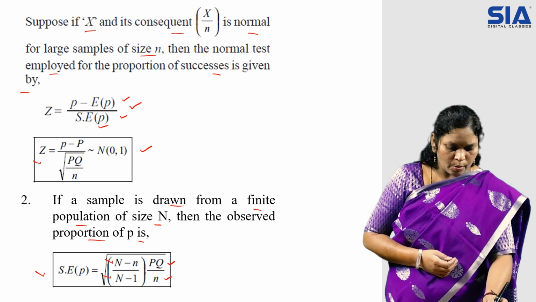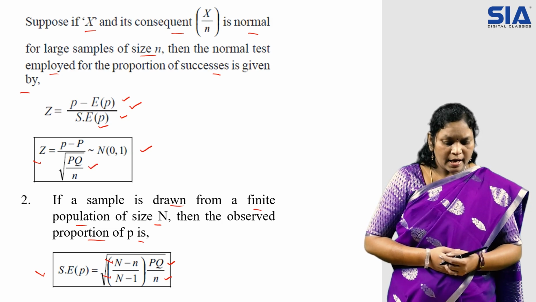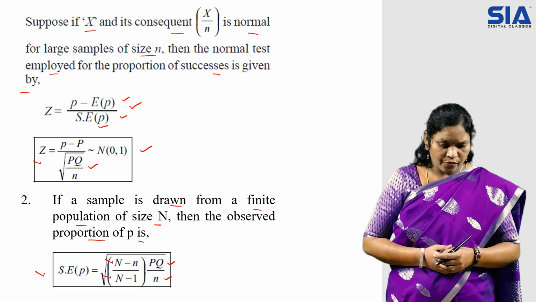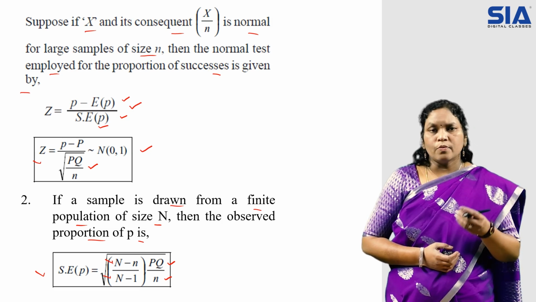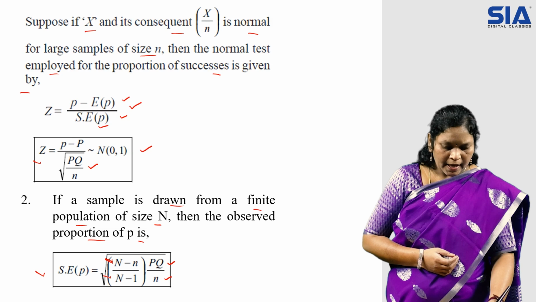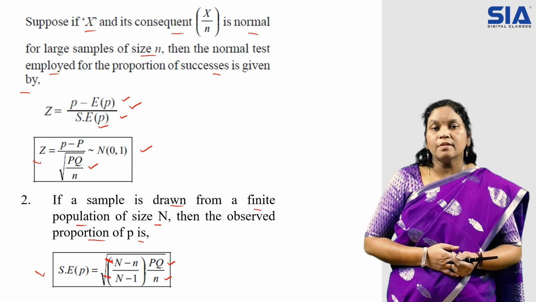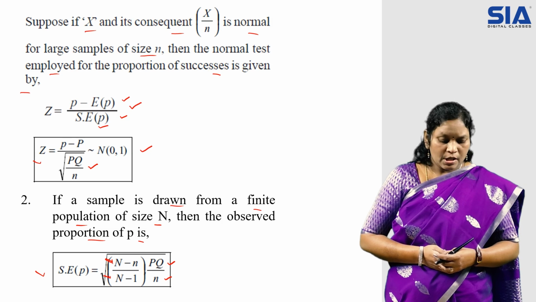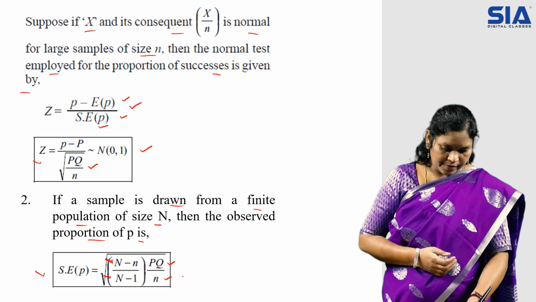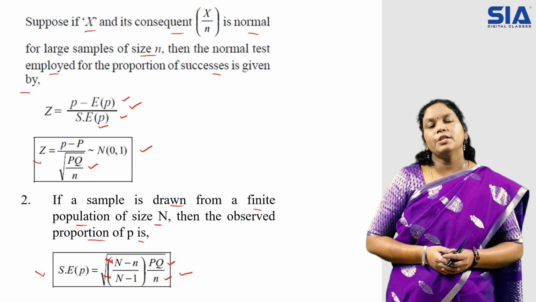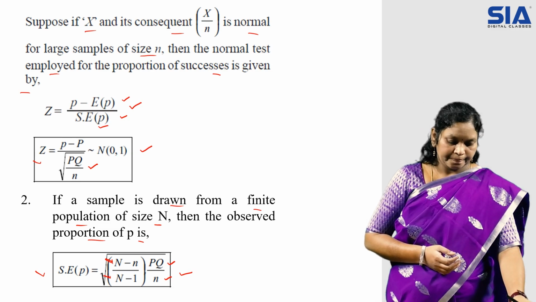The standard error root over PQ by n, as it is, will change here because the population is finite. The population size minus the sample size by the population size minus 1 we have to consider whenever it is a finite population. So the standard error will change in this way. This becomes our second point. Whenever we have finite populations, we'll go for this formula.